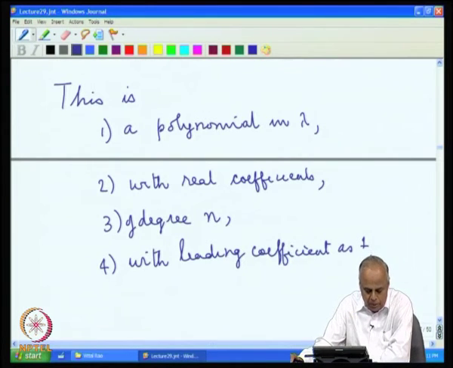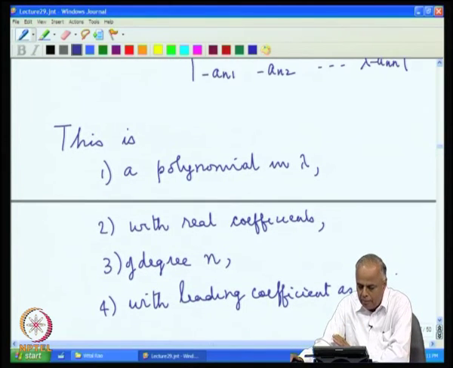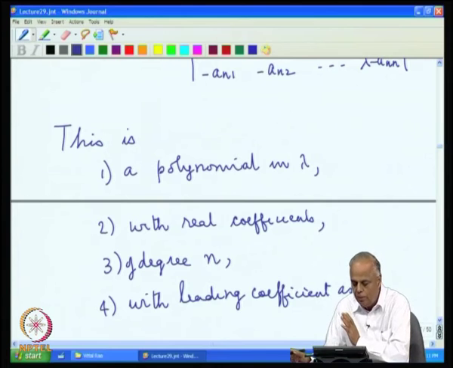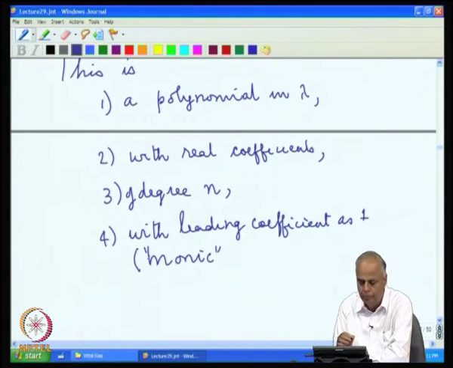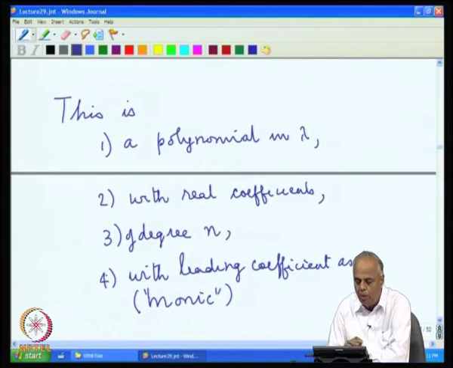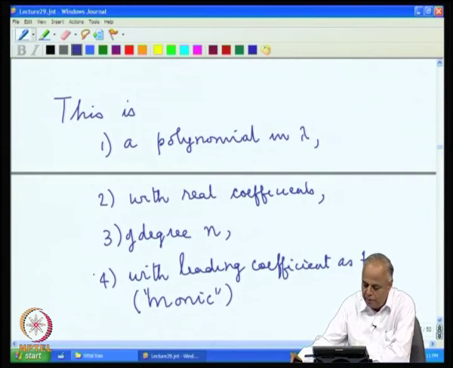So, we have four important properties of the determinant of lambda I minus A. It is a polynomial, it is a polynomial with real coefficients, of degree n, and the leading coefficient is 1. Whenever the leading coefficient is 1, we call it a monic polynomial. Thus this d lambda is a monic polynomial of degree n with real coefficients. This is called the characteristic polynomial of the matrix A.